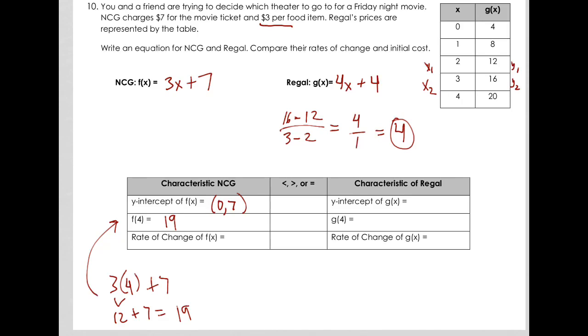All right, so then rate of change. Well, our rate of change is our slope. So in order to get this, we'll go right there, and we see that our rate of change is equal to 3.